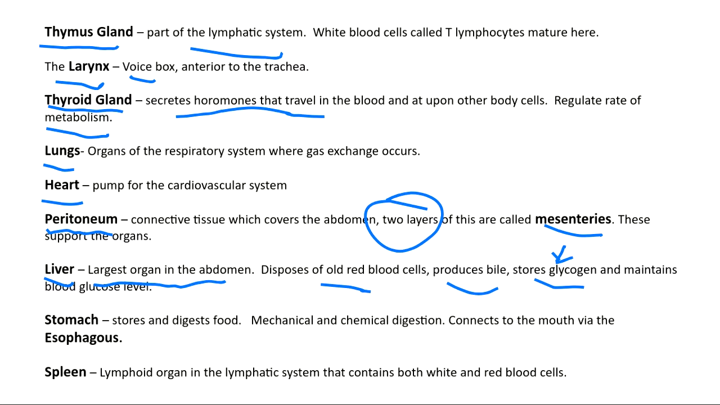The stomach stores and digests food. Remember that it's mechanical and chemical digestion. So your mouth is also mechanical and chemical digestion. You chew up your food, that's mechanical, and there are some digestive enzymes in your saliva. So that's chemical digestion, like we discussed amylase, right? It breaks down starch.